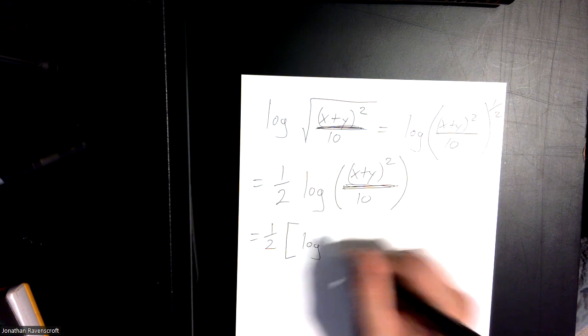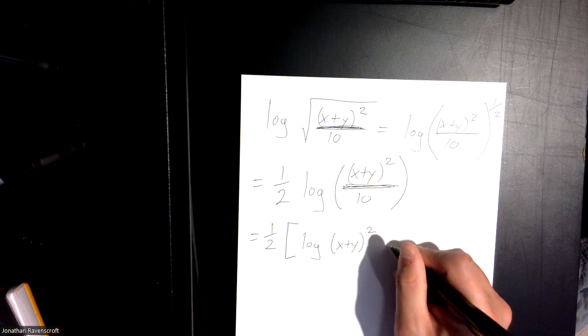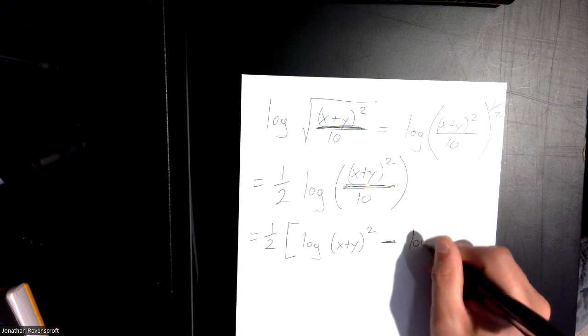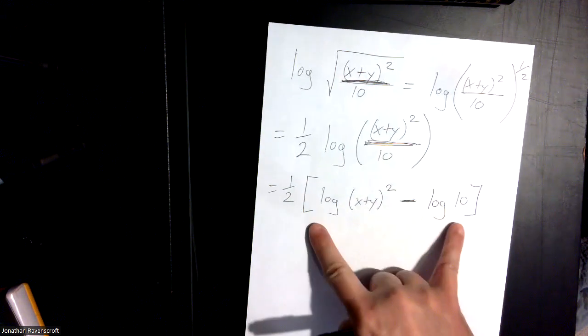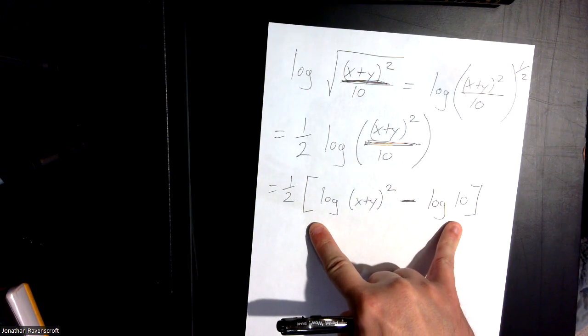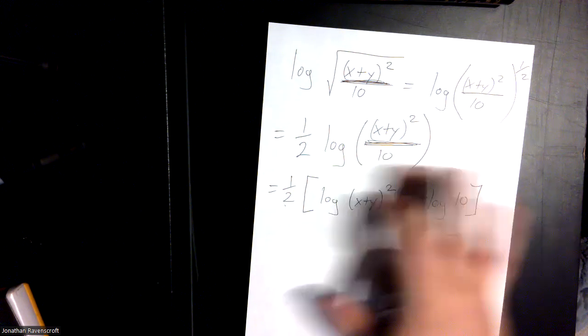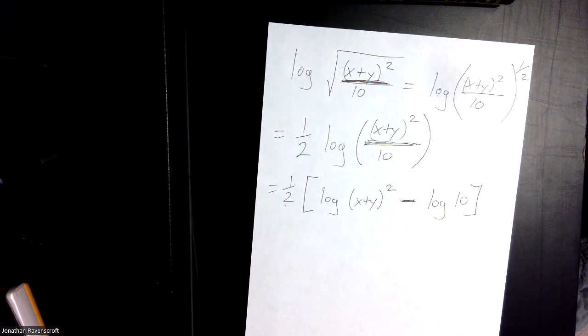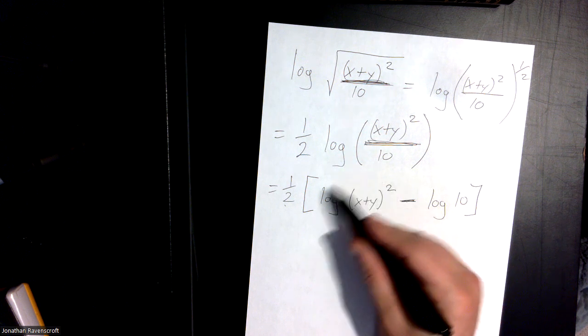bracket. Now, whether you use bracket or parentheses is up to you. I want to make it very obvious that it's 1/2 times everything. Now, if you look at what happens inside the bracket, we can do the same thing with this 2 exponent. We're allowed to move that to the front.